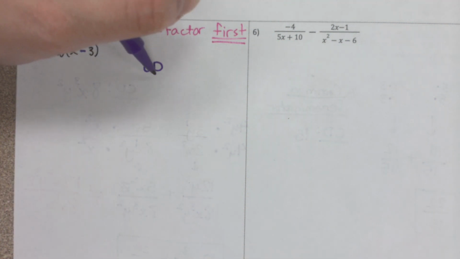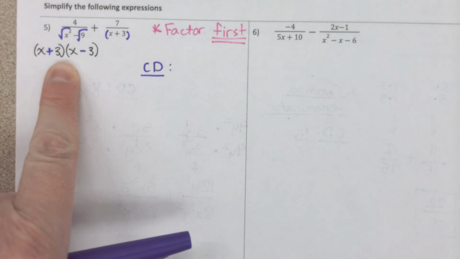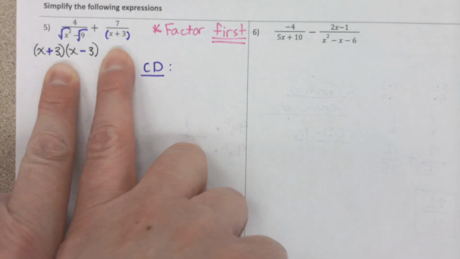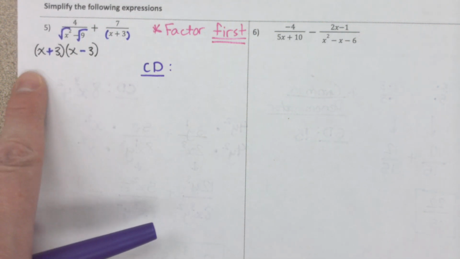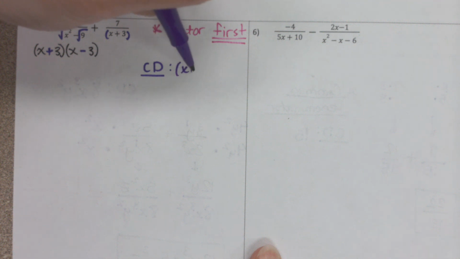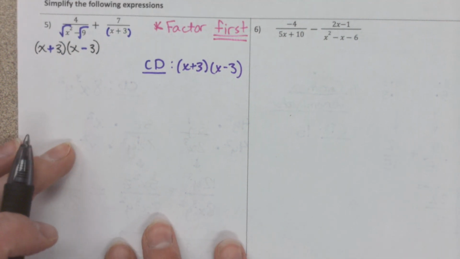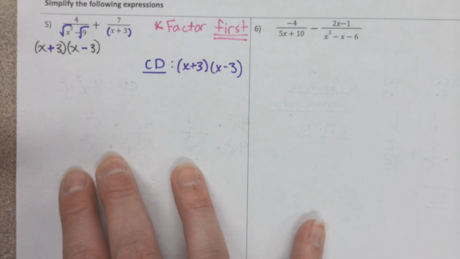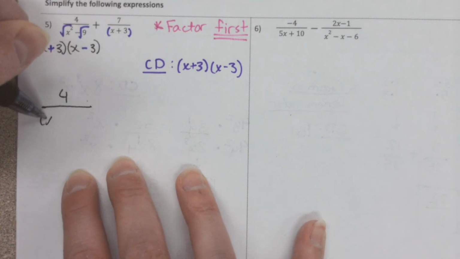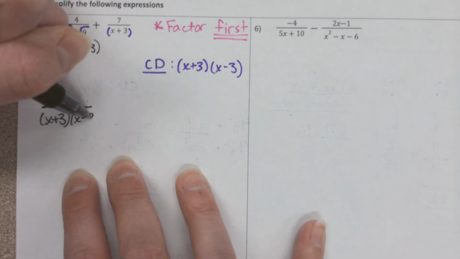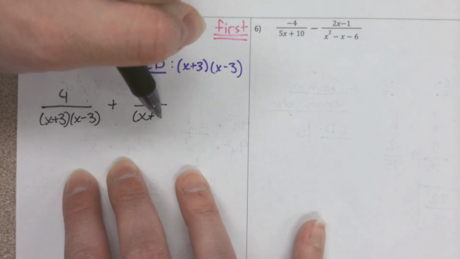Let's identify our common denominator. We're going to ignore the x squared minus 9. This is the new denominator. Compared to just x plus 3, the only difference is one of them has x minus 3, the other doesn't. So this is going to be our common denominator. X plus 3, x minus 3. To do the work, I'll write the problem again, but with the new denominator on the first fraction. We have 4 over x plus 3, x minus 3, plus 7 over x plus 3.